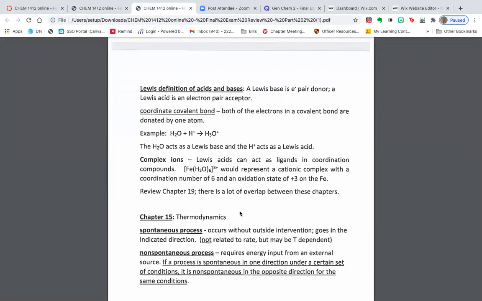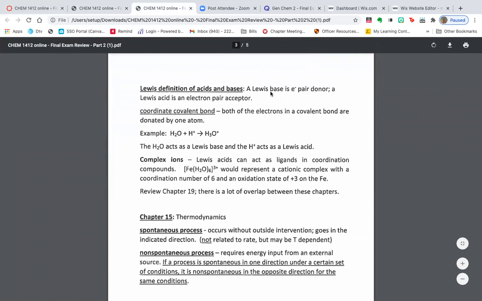The Lewis acids and Lewis bases are really the only ones you need to remember the definitions for. So a Lewis base is an electron pair donor and a Lewis acid is an electron pair acceptor. A coordinate covalent bond is a covalent bond where both electrons are donated by one atom. That's just the definition. I don't remember covering that last year, but if it's on here, it's probably going to be on the exam, at least one question. So I would just keep that definition in mind.